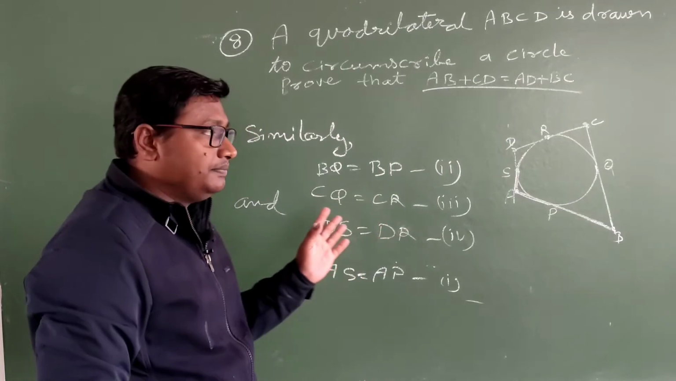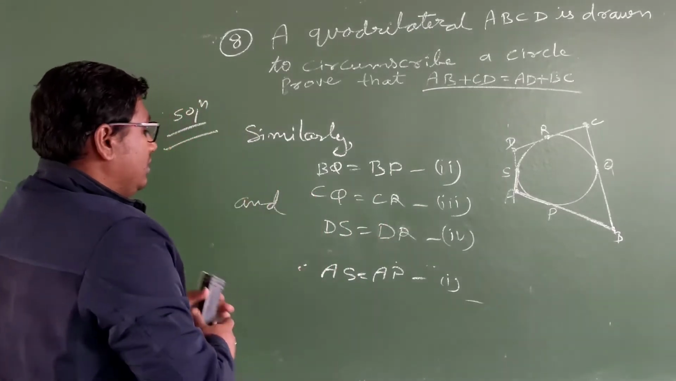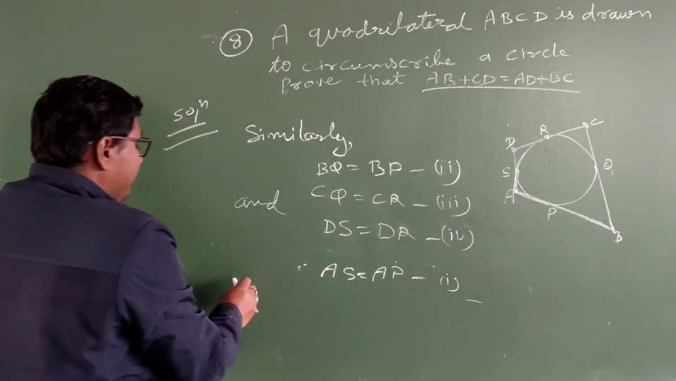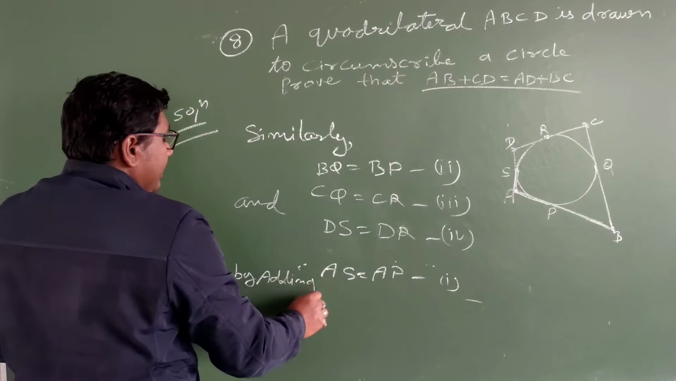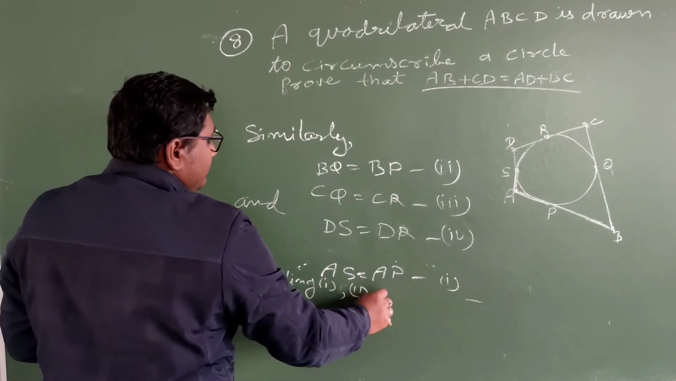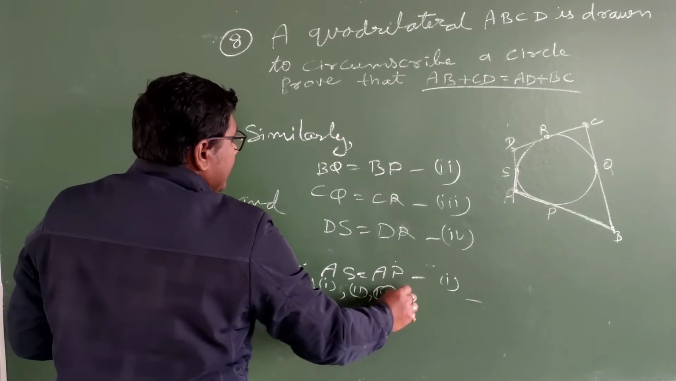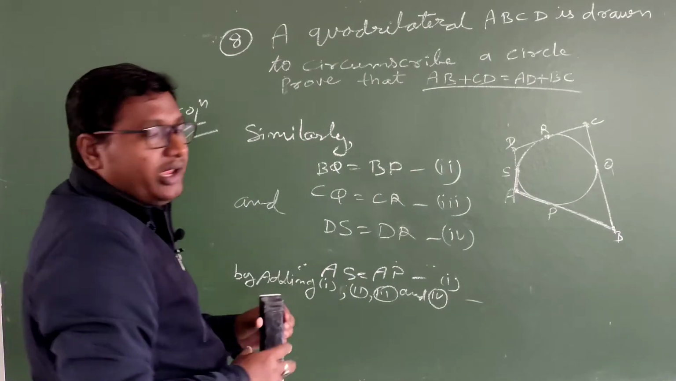And now we should add them. We need to add equations first, second, third and fourth. That I am going to do here. Now write, by adding first, second, third and fourth. These 4 equations should be added.